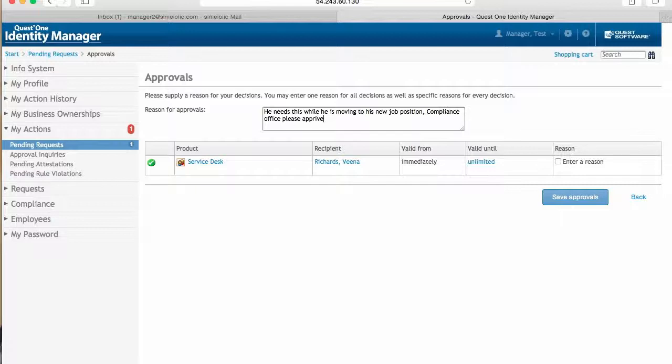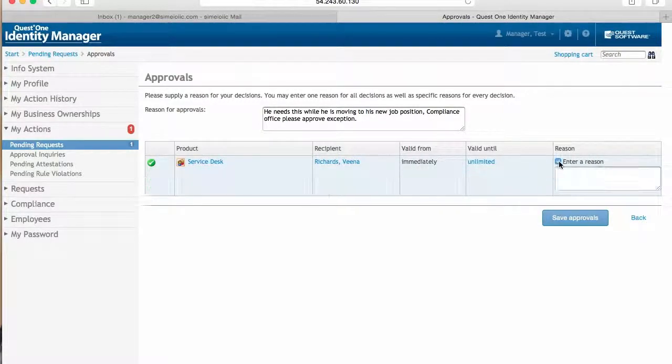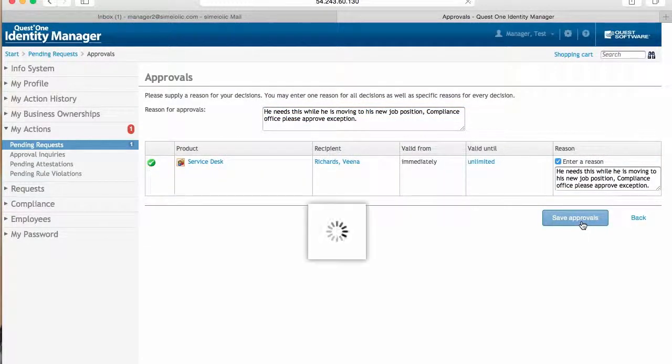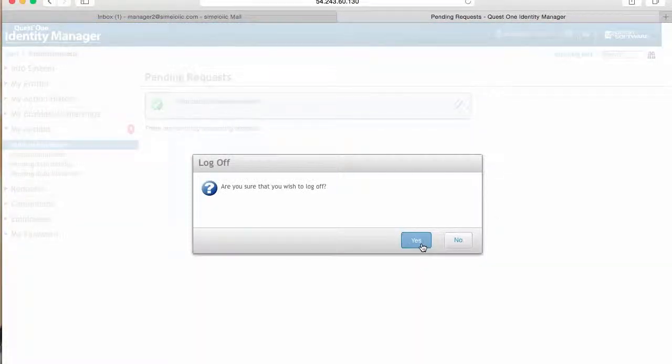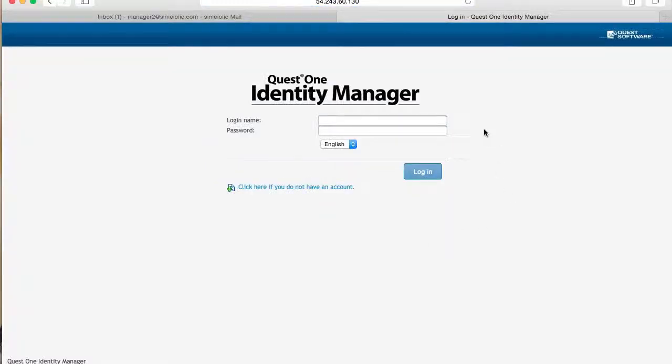And this justification will then be made available to the compliance team, who are the final approvers on any exceptions that have SODs associated with them. So that's been submitted, and now the notification has actually been sent to the compliance team. And anybody who's part of the compliance team can take a look at this request, and then decide if they want to approve it or reject it.